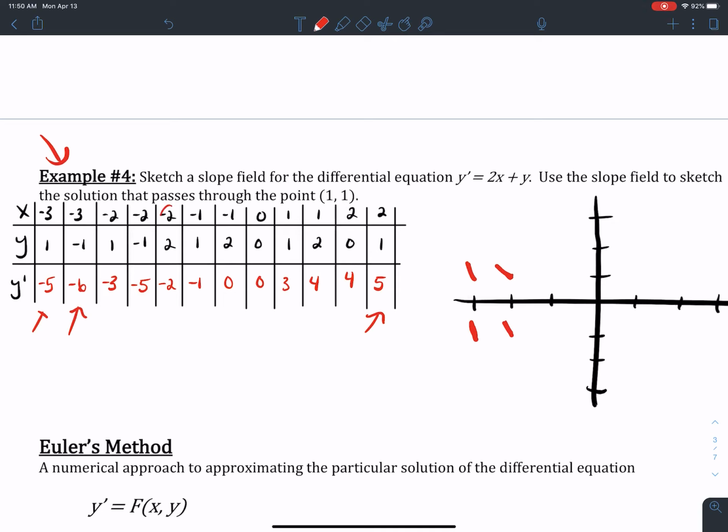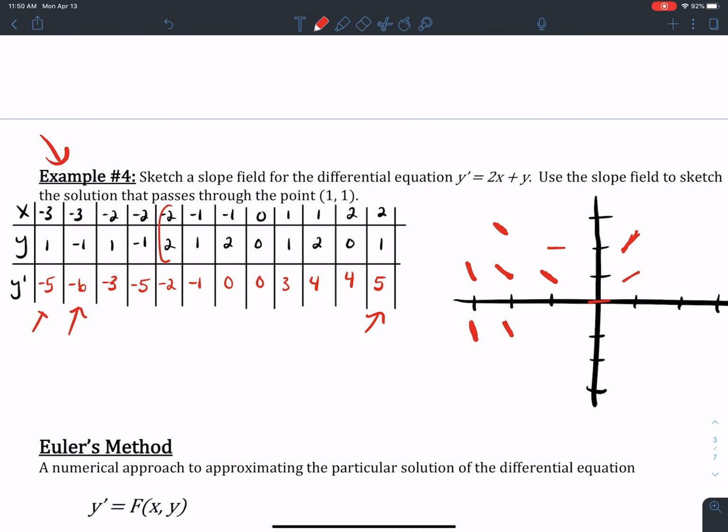I have the point -2, +2, and the slope there was -2. -1, 1, we have a slope of -1. -1, 2, we have a slope of 0. At 0, 0, we also have a slope of 0. At 1, 1, we have a slope of 3. At 1, 2, we have a slope of 4.